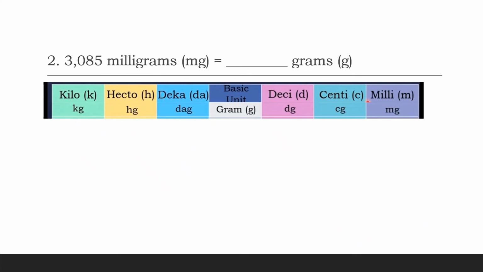For number 2, we have 3,085 milligrams or mg equals blank grams or g. So since we are dealing with the basic unit gram, the table here is already changed. So like number 1, we are going to locate where is milligrams and where is grams.